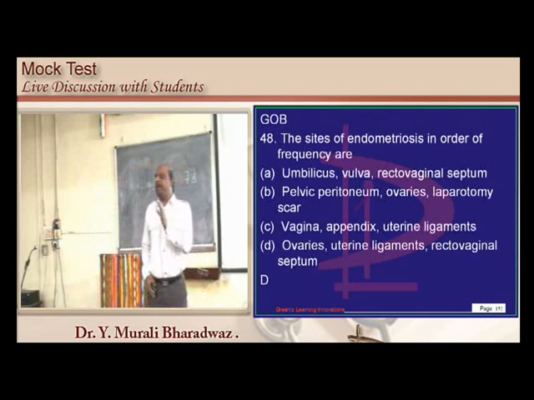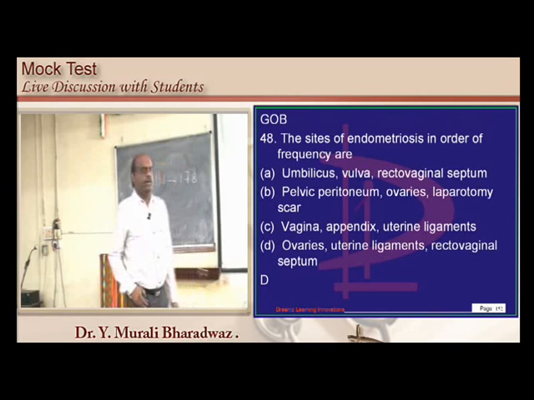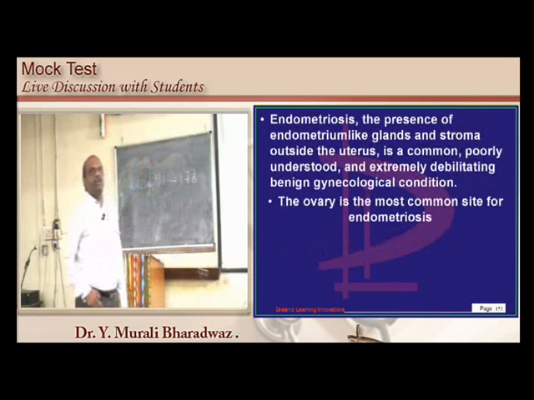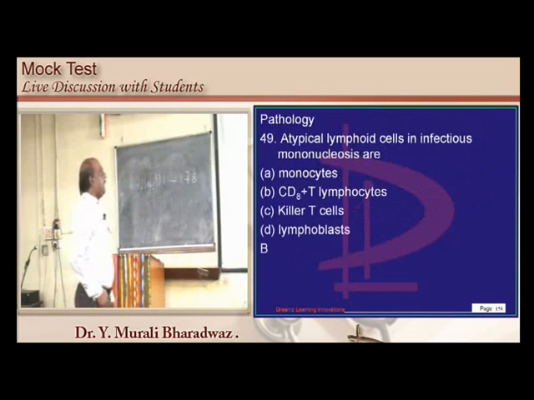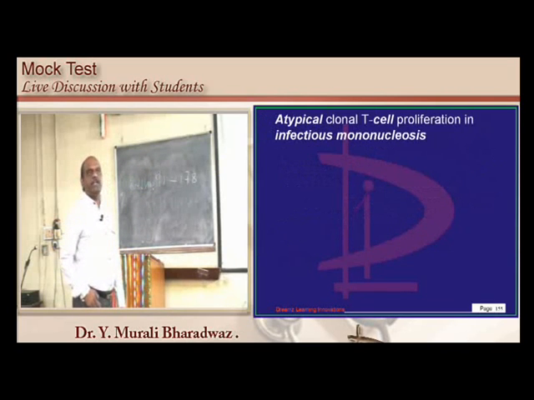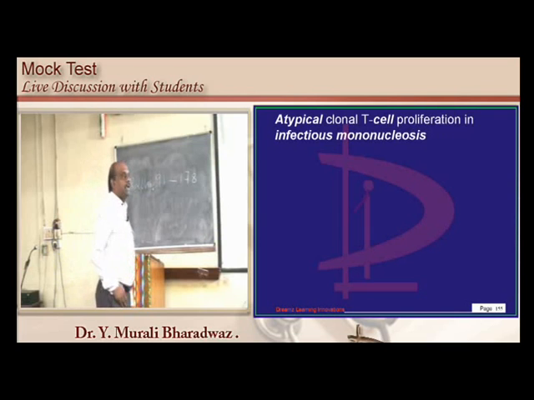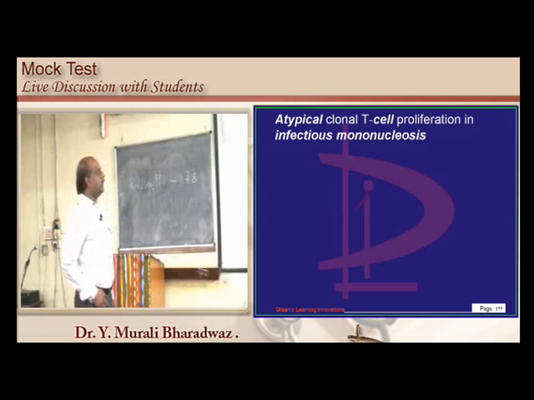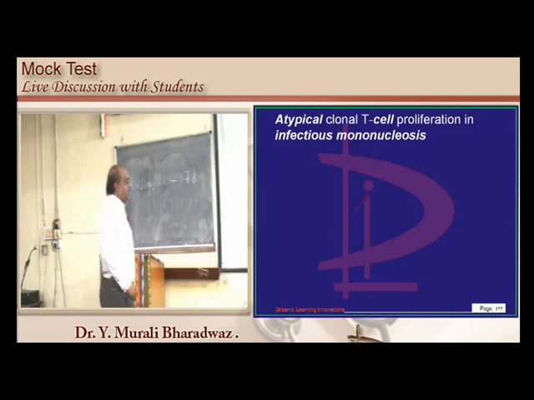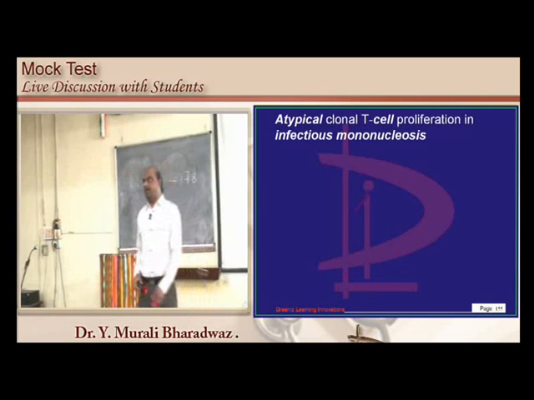Most common site for endometriosis would be ovary. You all agree with me? Chocolate cysts of ovary should be remembered. Then atypical lymphocytes which you see in infectious mononucleosis will be CD8 positive T lymphocytes, which are the atypical clonal T cell proliferated cells, is what needs to be remembered.